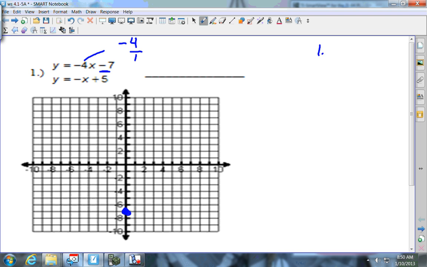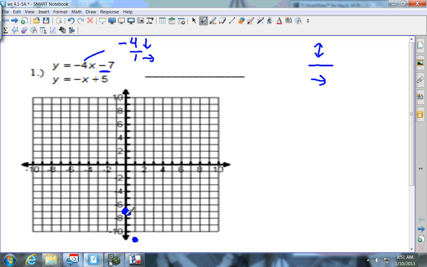The top number is going to tell you up or down. The bottom number is going to tell you to go to the right when we first start. If the top number is negative, then we're going to go down, bottom number to the right. Well, I start here and I go down 1, 2, 3. I guess I go down 1 off the graph and over 1. I don't have any more room, so I'm going to have to go backwards.